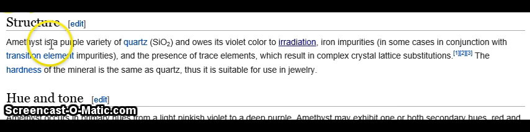It says here, amethyst is a purple variety of quartz, which is silicon dioxide, meaning two oxygens and one silicon atom, and owes its violet color to irradiation, iron impurities, in some cases in conjunction with transition element impurities, and the presence of trace elements which result in complex crystal lattice substitutions. The hardness of the mineral is the same as quartz, thus it is suitable for use in jewelry.